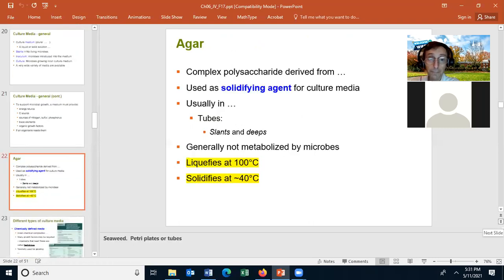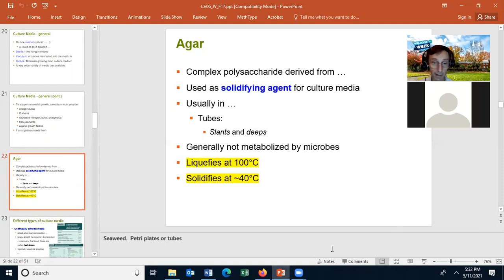We can add agar to the media to make the media solid. Agar is a complex polysaccharide derived from seaweed, and we use it as a solidifying agent for culture media. You usually add agar to the media in a petri dish, but it can also be in a tube.